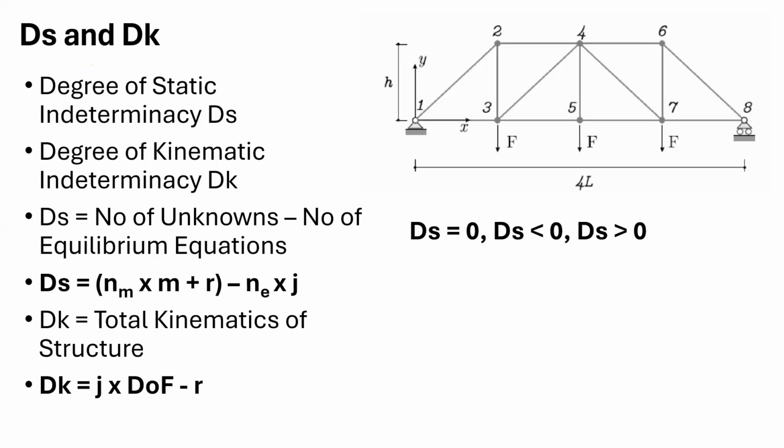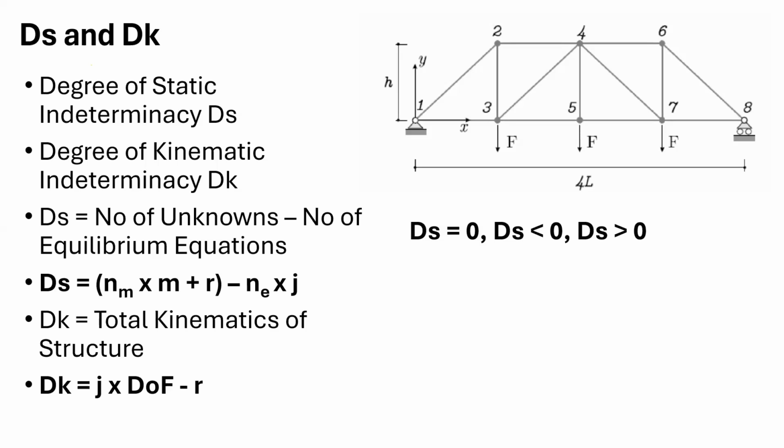In the structure shown in the figure, how many members are there? There are 13 members: 1, 2, 3, 4, 5, 6, 7, 8, 9, 10, 11, 12, and 13. So 13 members means 13 into 1. What does 1 mean? Only the axial force exists in the truss. Whether you go for a 2D truss or a 3D truss, only one force is there, that is the axial force. The types of axial force are tensile force and compressive force, but the type is only axial force in one member. So 1 into 13, 13 unknowns that we need to calculate.